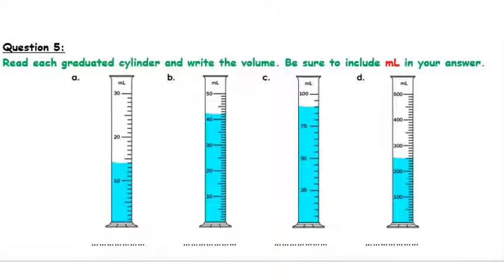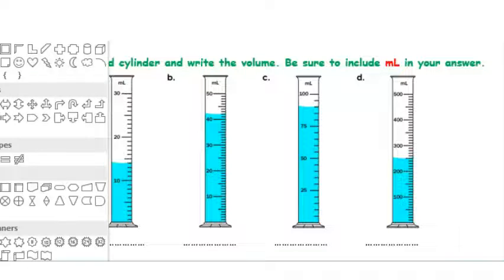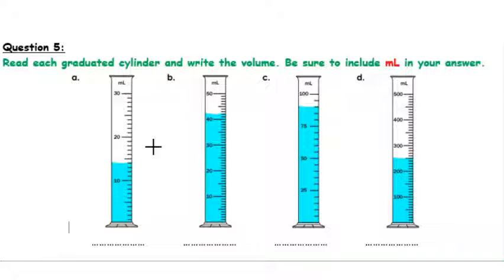The volume of liquids can be measured using graduated cylinders or beakers. In question number 5, we have to read the volumes of liquids in graduated cylinders and to write this volume and to add the unit of measuring volumes, which is milliliter. Okay, let's check the first one. We have to check the level of the liquid in it. Let me add an arrow so you can see.